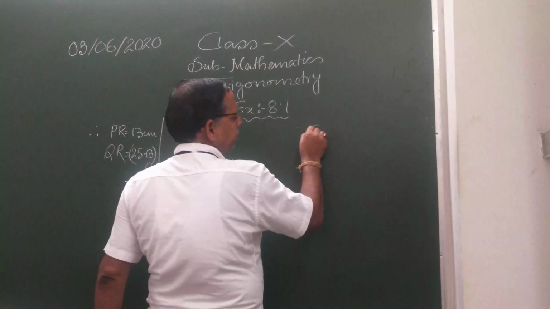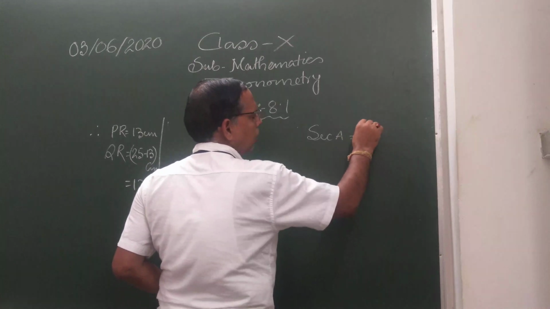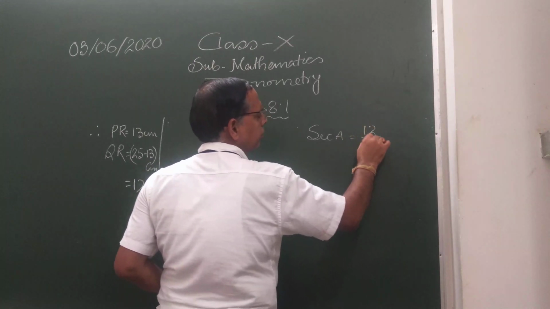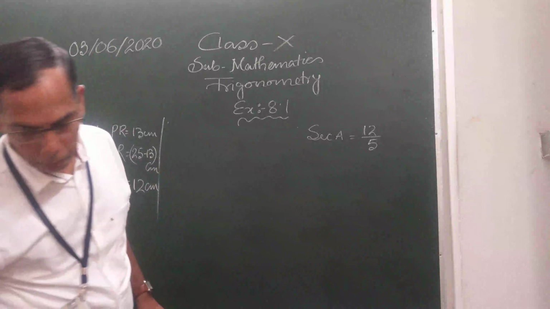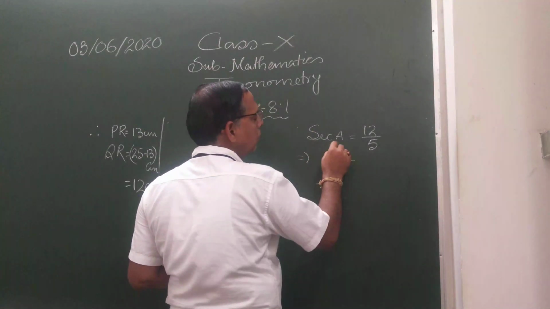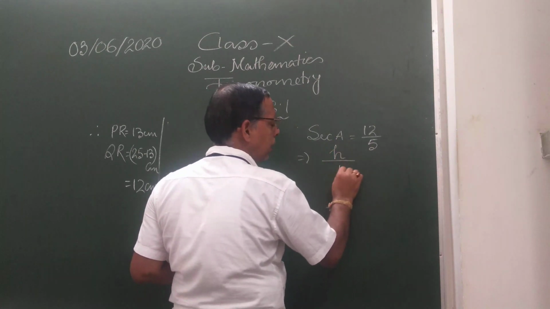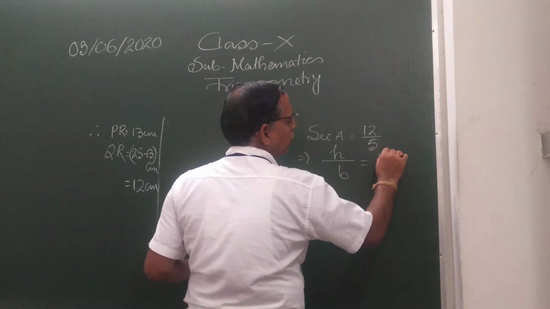Sec A equal to 12 by 5. Now sec A is ultimately what? It is hypotenuse by base, 12 by 5.